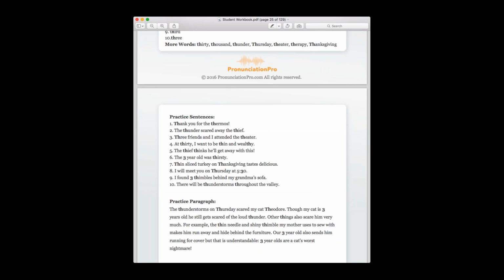It's really hard to say "the" and "thief." Yes, that's why we put that in there, to get between the voiceless and the voiced sounds. The thunder, the thunder. So whenever you find yourself saying, oh, that's hard, I want you to repeat that like ten times before you move on, okay? Let's do the third sentence. Three friends and I attended the theater. Good, very nice. Great job, Julia.